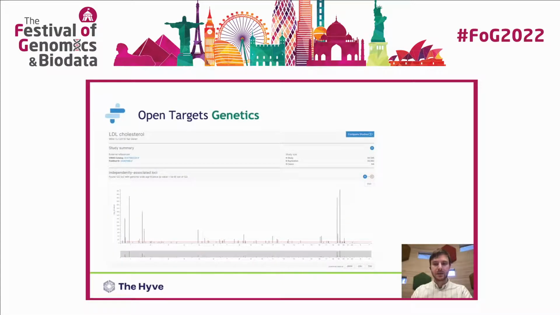Here you can see the study page of Open Targets Genetics, displaying an LDL cholesterol GWAS study. On this page, a Manhattan plot is displayed, showing all the variants that are associated by this study.